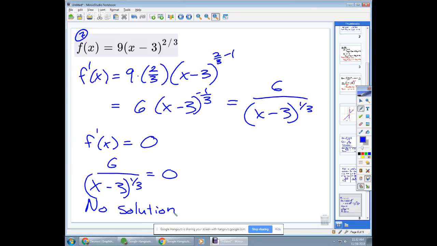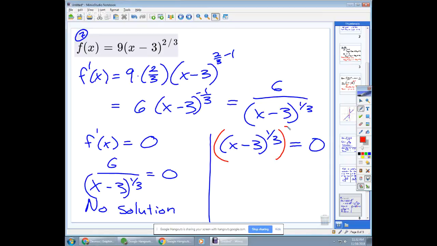What's the other way to find critical numbers? Where the derivative is undefined. So the derivative is undefined, in this case, if the denominator is 0. So then I take x minus 3 to the power 1/3, and I set it equal to 0. If you cube both sides, then you get x minus 3 is 0, so x equals 3 is the only solution there. So 3 is a critical number.